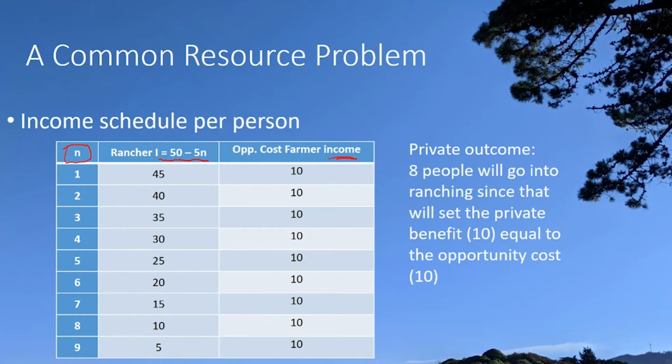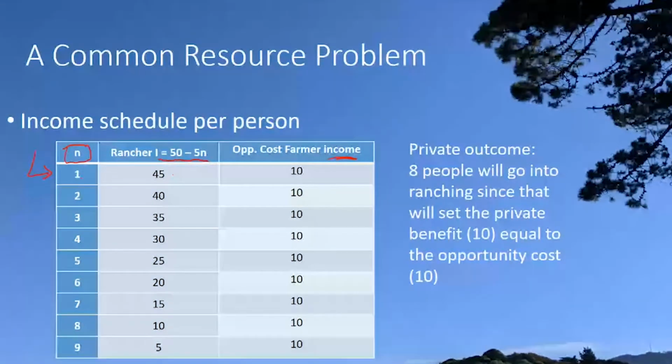So let's think about what will happen here if we allow private individuals to make decisions about ranching and farming in this simple community. Okay, first thing, let's start off with the base case of everybody in farming, and we have an individual who's considering going into ranching, just one person. So let's do this sequentially. If one person goes into ranching, N is 1, and so the income is going to be 50 minus 5 times 1, which is going to be equal to 45. Okay, so using the formula and the N of 1, we get the number 45. So that's $45 per day.